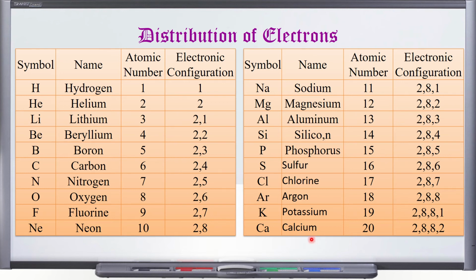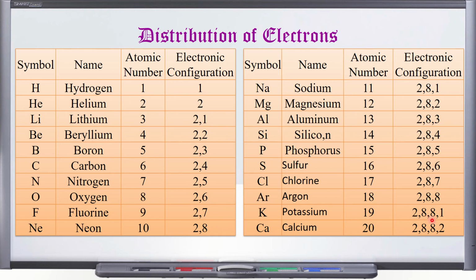Now, dear students, look, for potassium, its atomic number is 19. So it has 19 electrons. In the first shell, there will be 2 electrons. In the second shell, there will be 8 electrons. And 9 electrons remain. The third shell can contain a maximum of 18 electrons. But there is an exception. All 9 electrons cannot be present on the third shell.